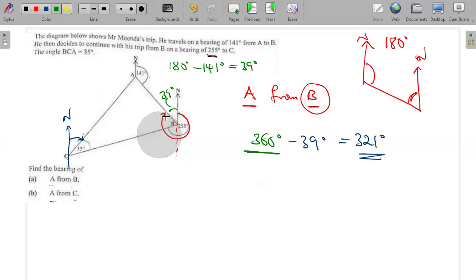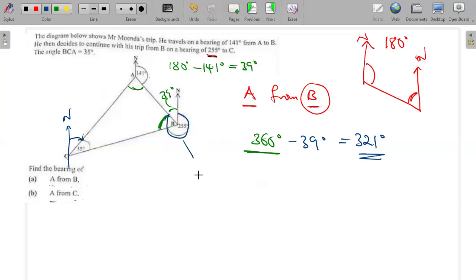321. So we can find this angle here. If we find this angle here, it will help us to find this angle here, which will then help us find the remaining angle there, and help us find the angle that we need. So let's find this angle here.